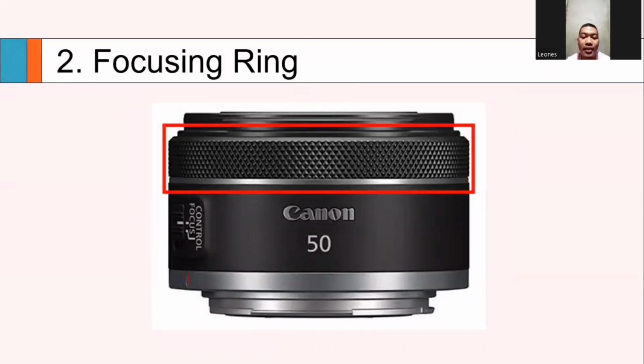Next is the focusing ring. It is a small ring on the lens body which moves the lens elements inside. So if you rotate the focusing ring, ang image ay mag-focus or mag-blur, depende kung saan mo niro-rotate.